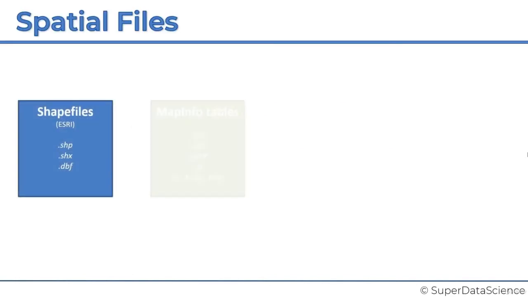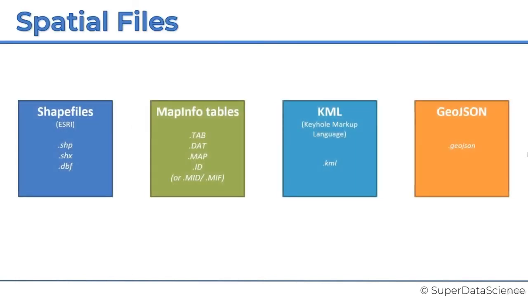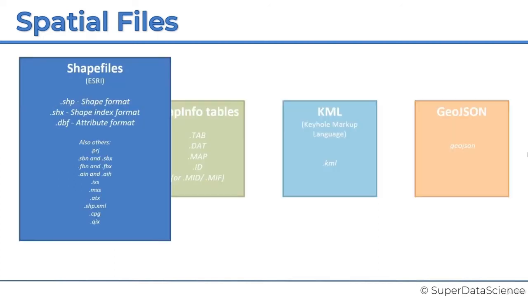Now, Tableau allows us to connect to 4 different types. The first being shape files. We also have MapInfo tables, Keyhole Markup Language or KML, and the GeoJSON file. Let's have a closer look at shapefiles, however.